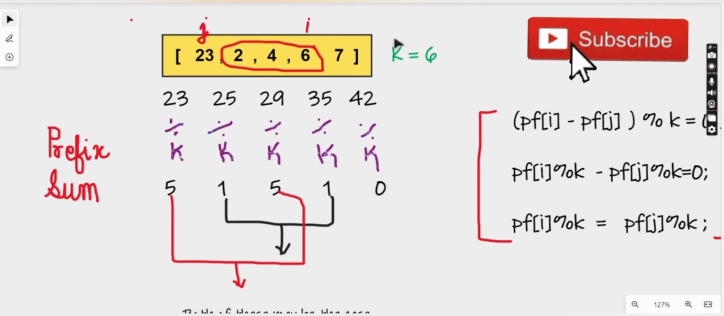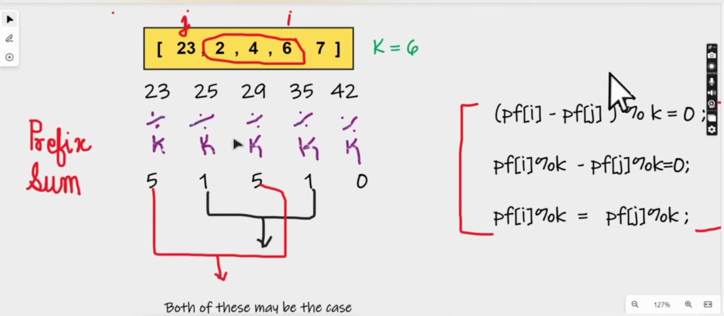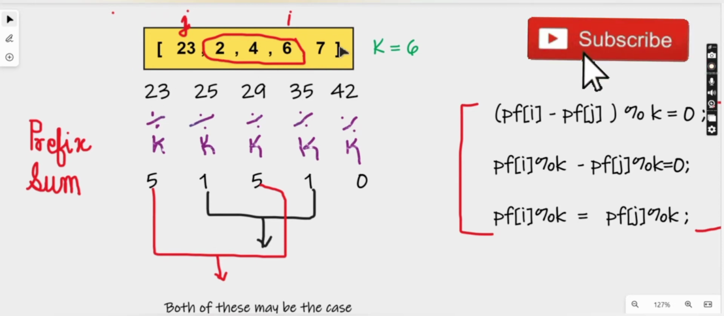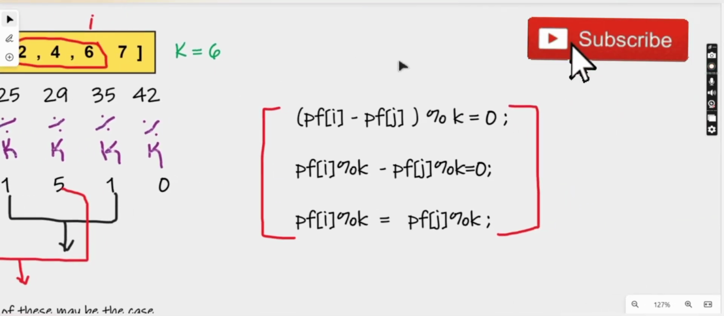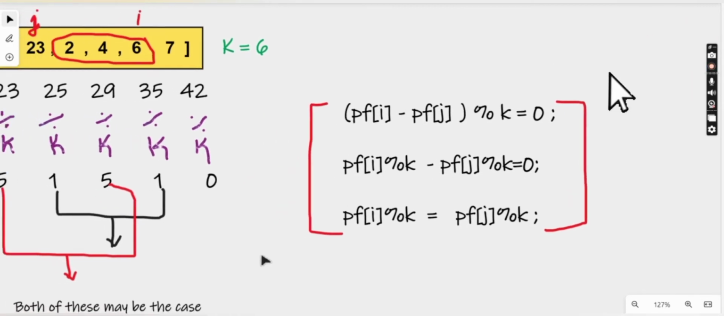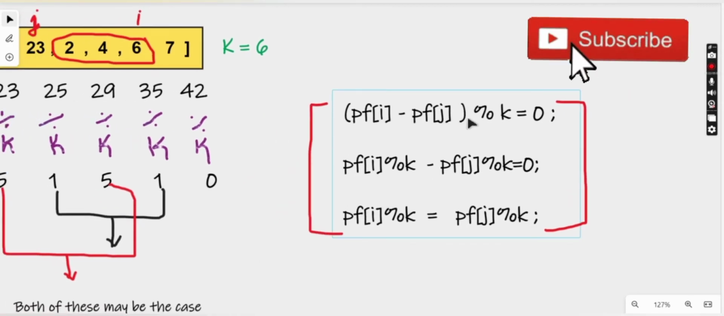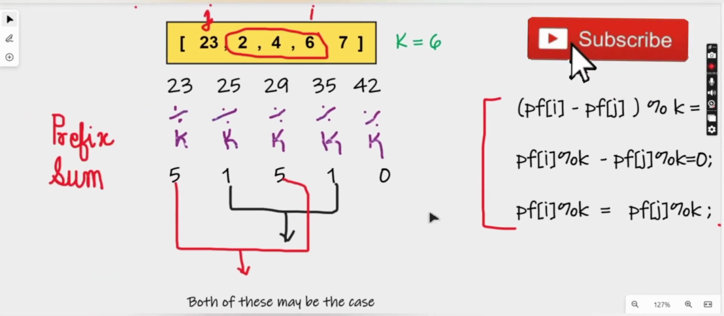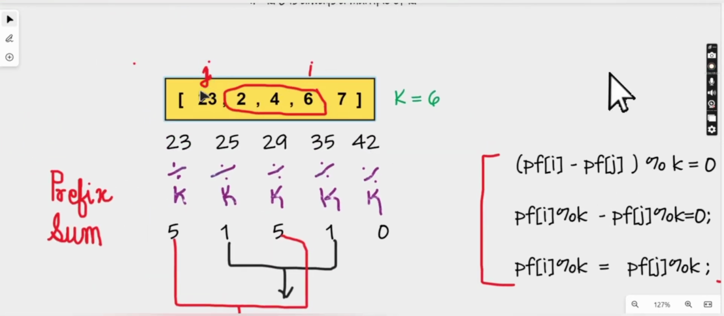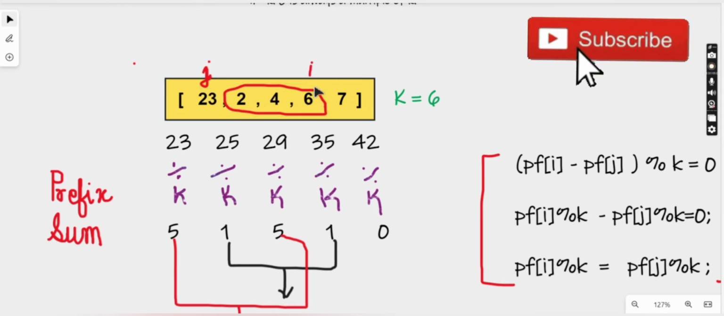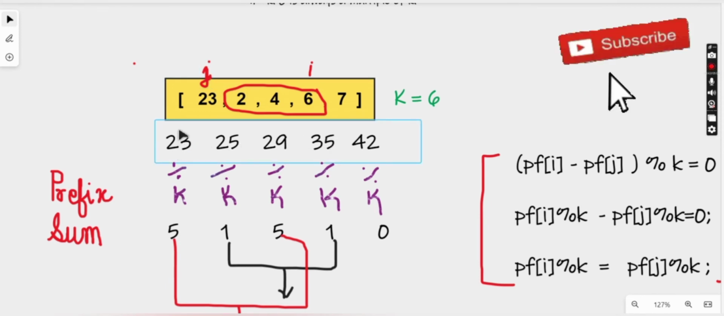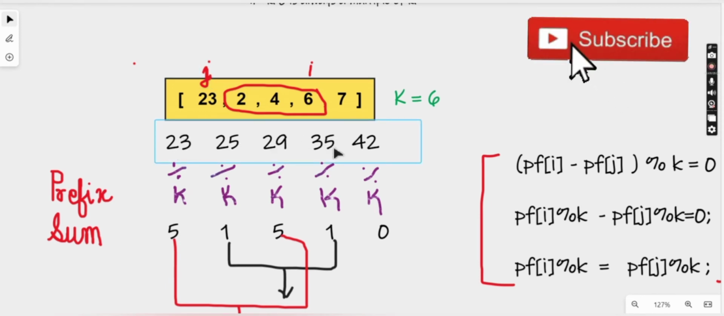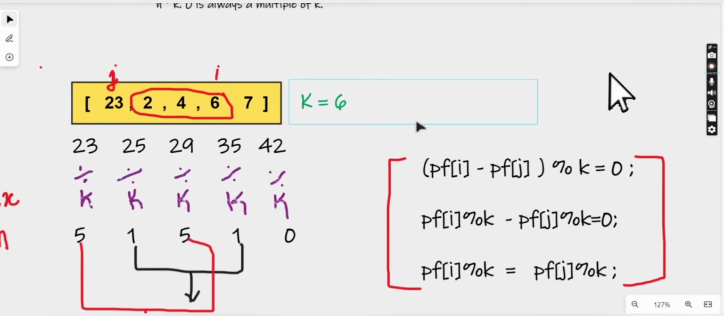So basically what I am trying to say is that we have to find the modulo k values of the sum of the subarrays. So how can we do this? For this I have designed an approach for you. We have to find prefix of i minus prefix of j, modulo k. So first of all we need to understand what this prefix of i minus prefix of j indicates. Suppose j is the 0th index and i is the 4th index. So prefix of i minus prefix of j means 35 minus 23. The answer will be 12. And 12 modulo k, that is 12 modulo 6, will be 0.